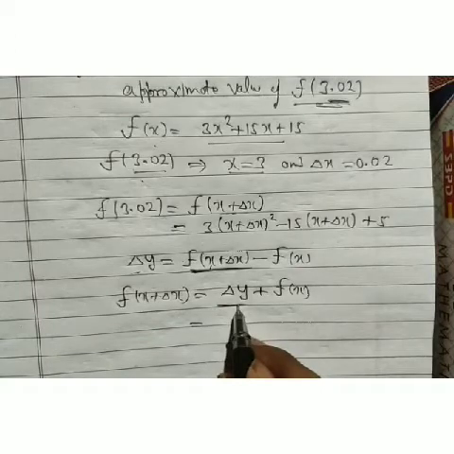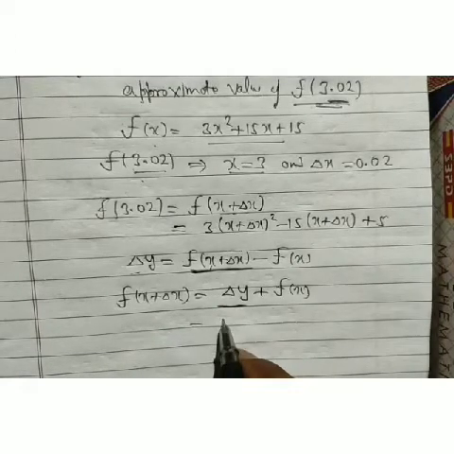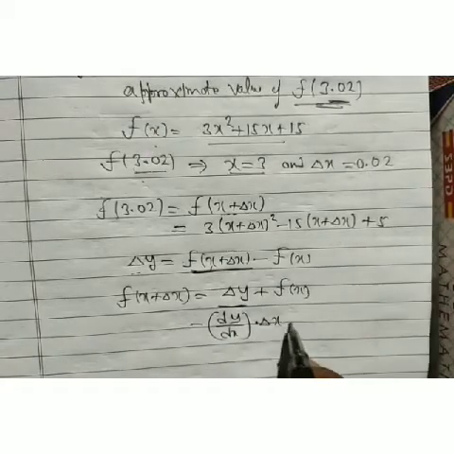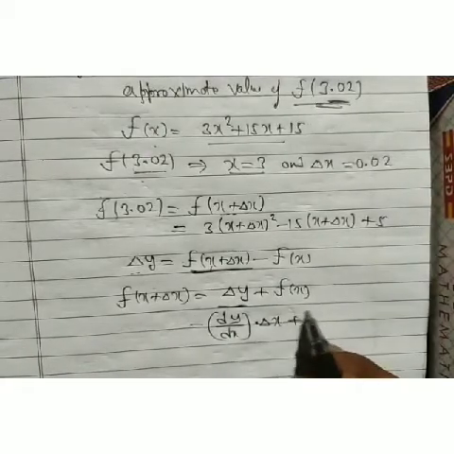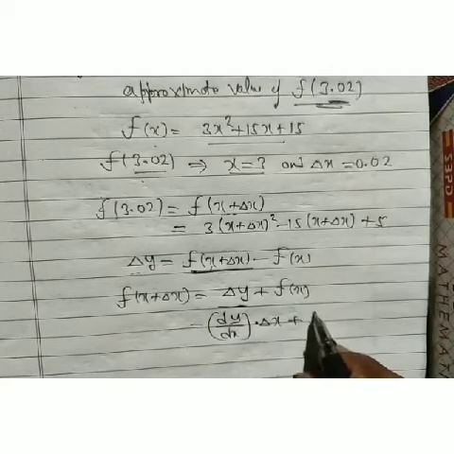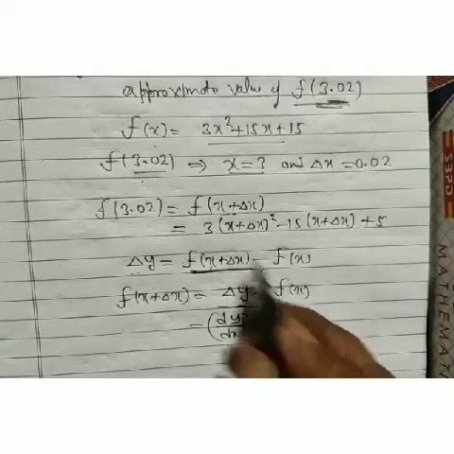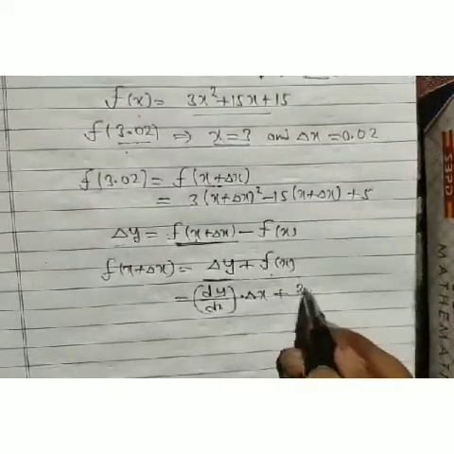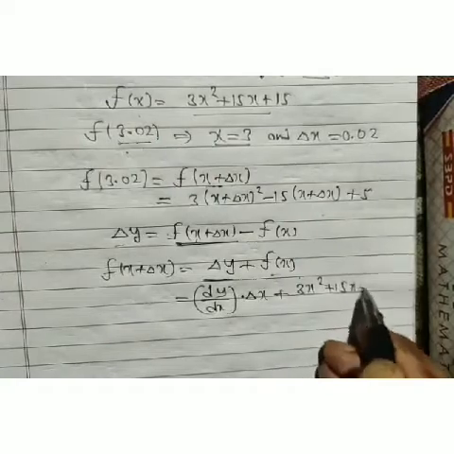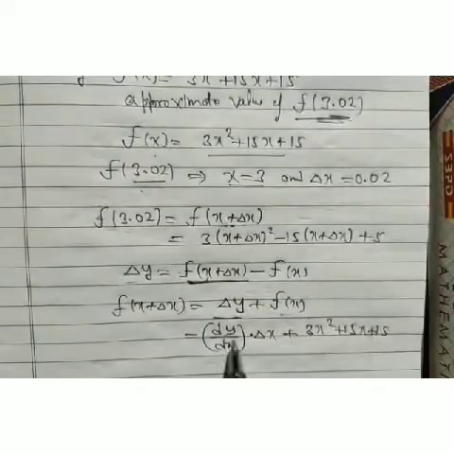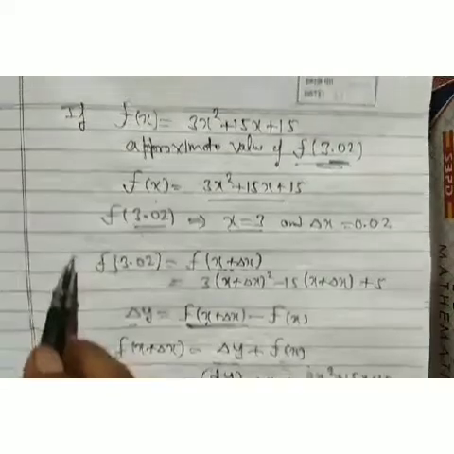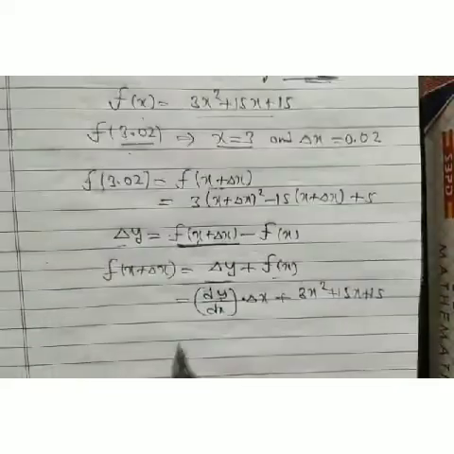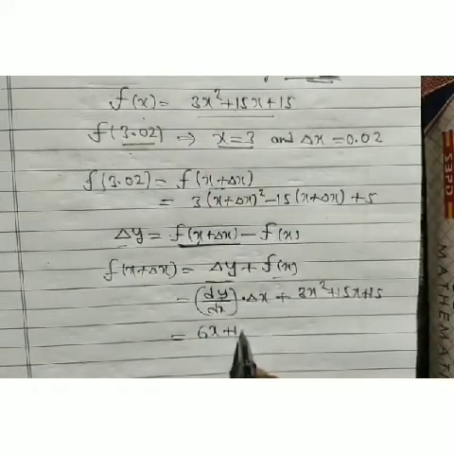What is our differential of y? It's dy/dx into del x. And our function is what? Our function f(x) is 3x square plus 15x plus 15. Now dy/dx of y is our function. This is f(x). Then its derivative is what? It's 6x plus 15. Then we have 6x plus 15.